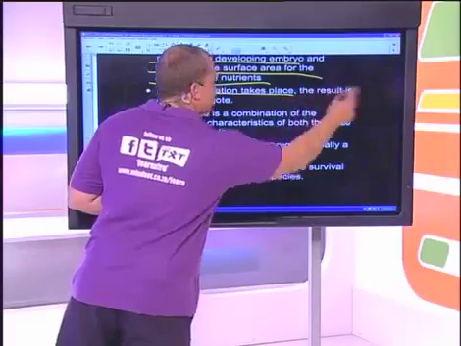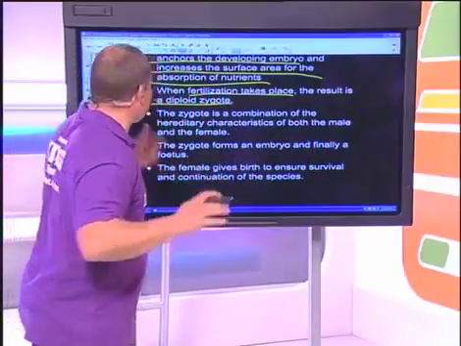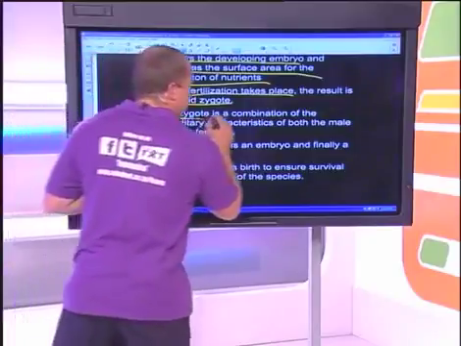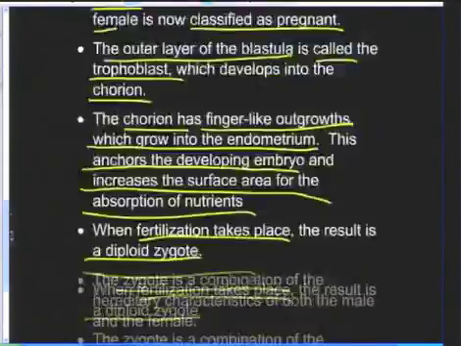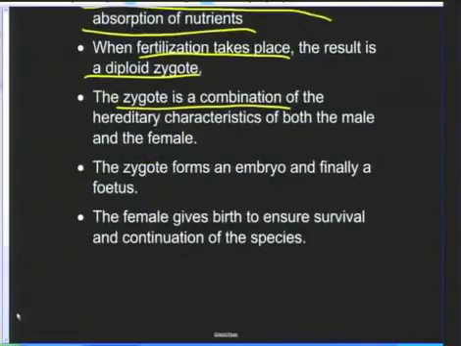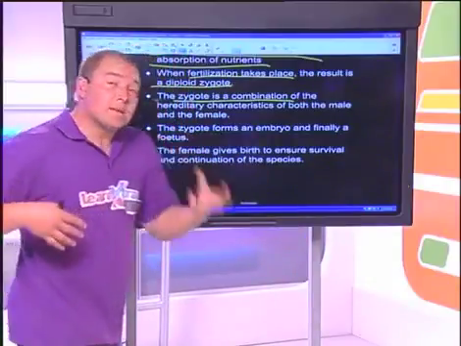That's my girl. Right. When fertilization takes place, it results in a diploid zygote. Okay, so we know that from the beginning, right? Now, the zygote is a combination of mom and dad, right? Otherwise, it would be pointless. We got the sperm, which is the male gamete, and we got the egg, which is a female gamete, and they fuse together to create a diploid cell.